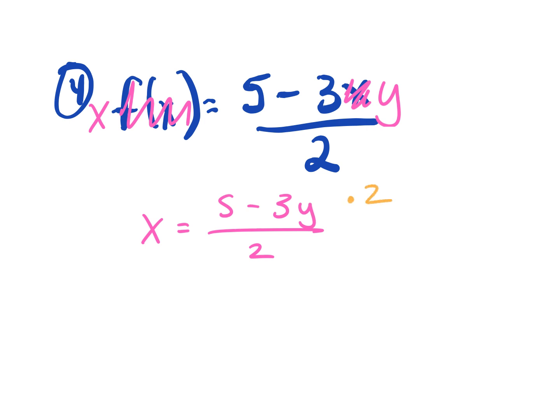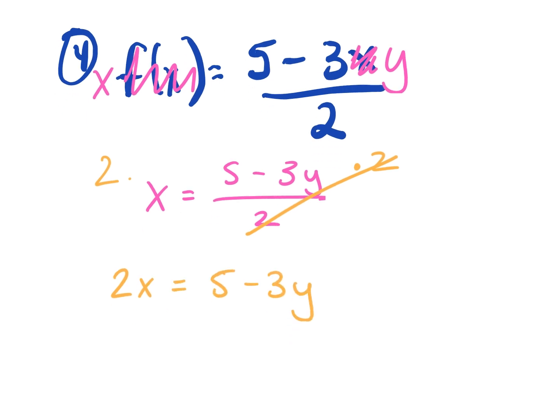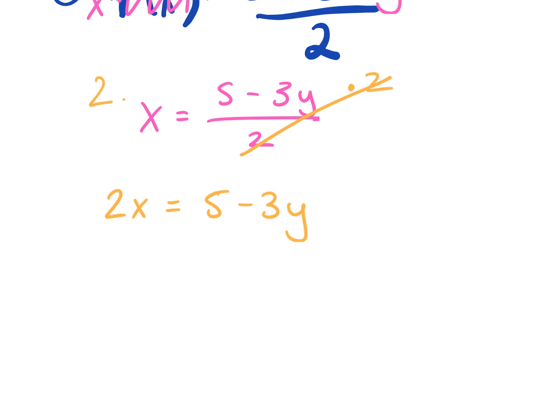Awesome. We're going to multiply both sides by 2. Since it's being divided on the right, we got to do the opposite. So we're going to multiply. So 2x is equal to 5 minus 3y. What should we do next? Subtract 5. So 2x minus 5 equals -3y.